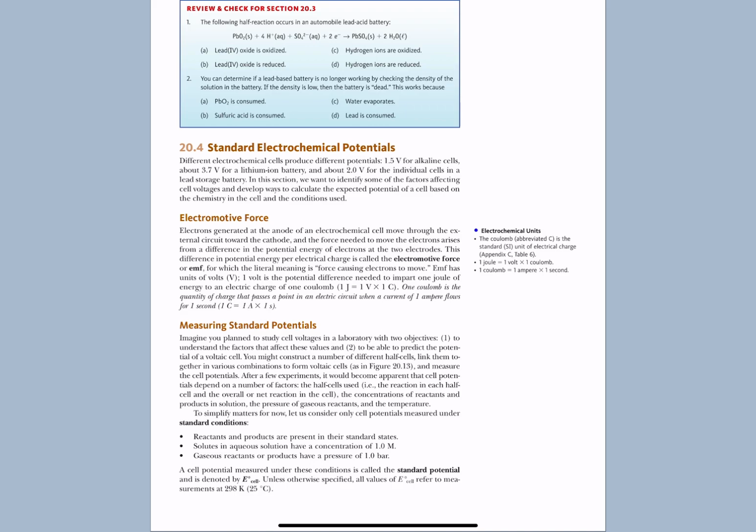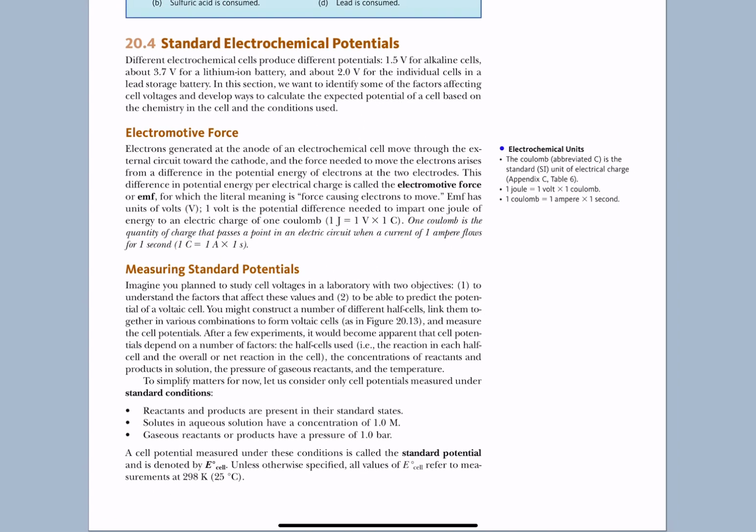But EMF is kind of like the oomph, the push of that charge out of the battery through an external circuit where it can do work, like light up a light bulb or run your calculator. And we already mentioned using the standard hydrogen electrode. We also talked about the elements being in their standard states: your molarity being 1 molar, about 1 atmosphere of pressure, 1 bar, and 25 degrees Celsius as your standard temperature.